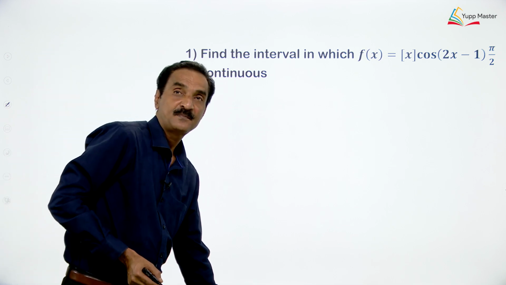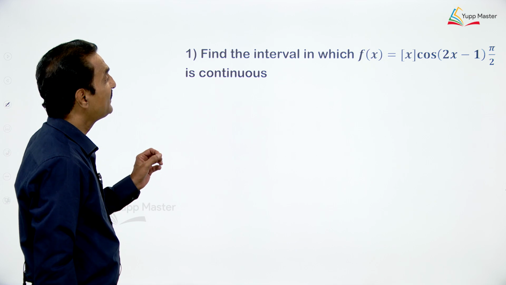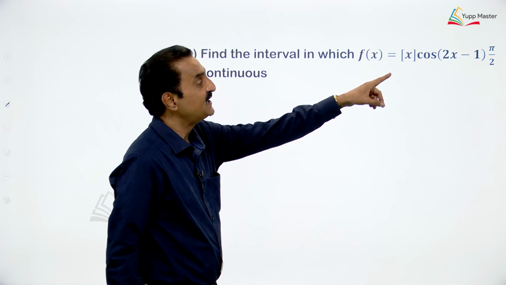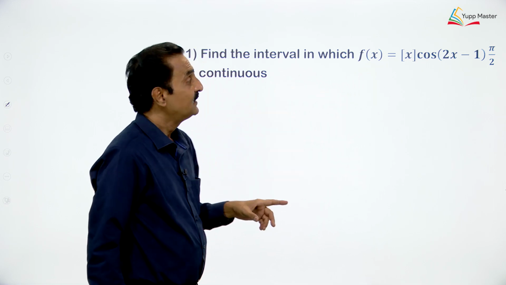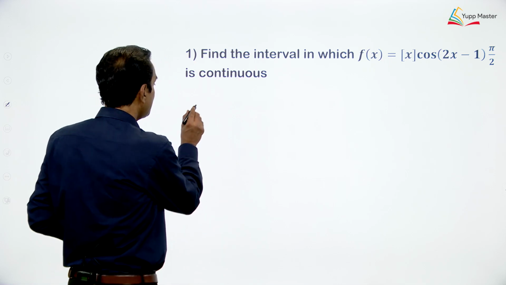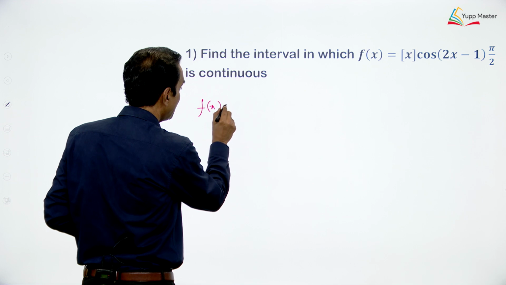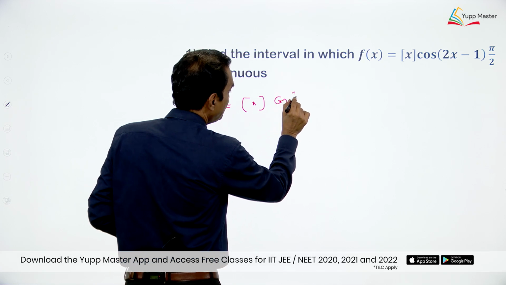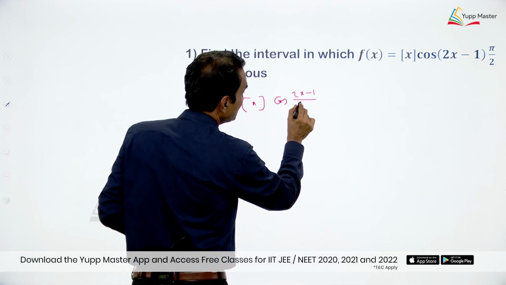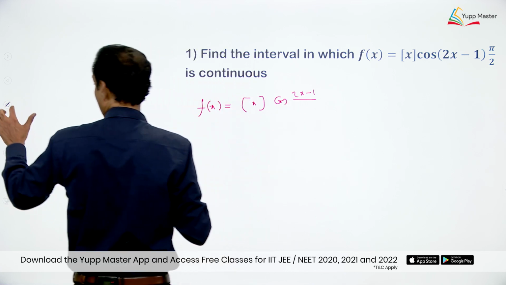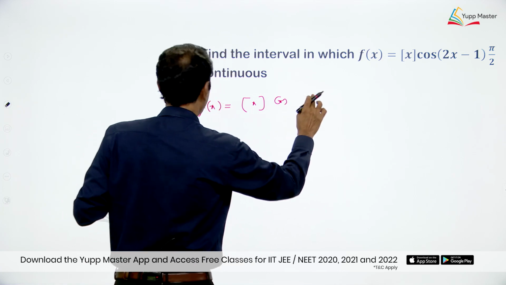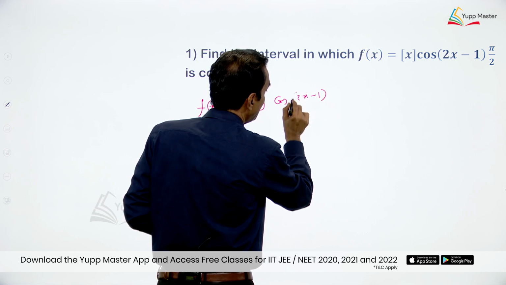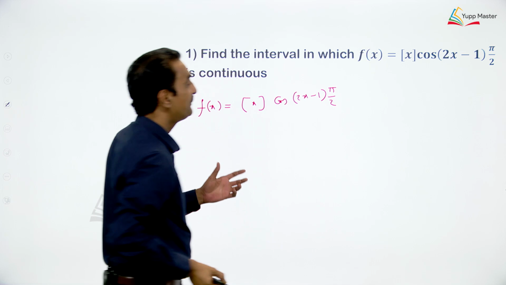The first problem: find the interval in which f of x is equal to integral part of x into cos of 2x minus 1 into pi by 2 is continuous. f of x is equal to integral part of x into cos of 2x minus 1 into pi by 2.